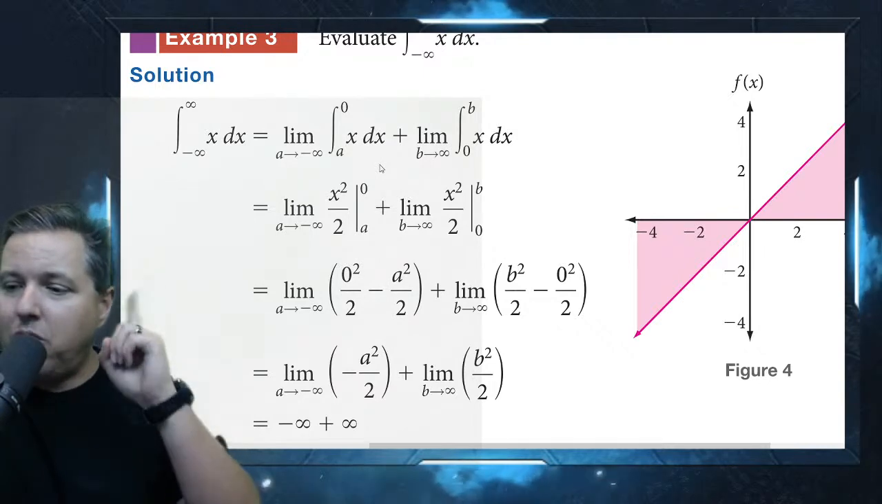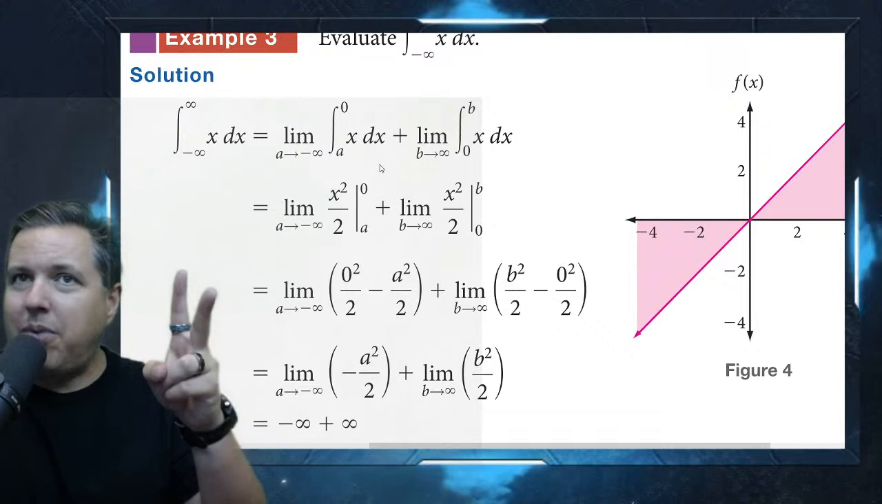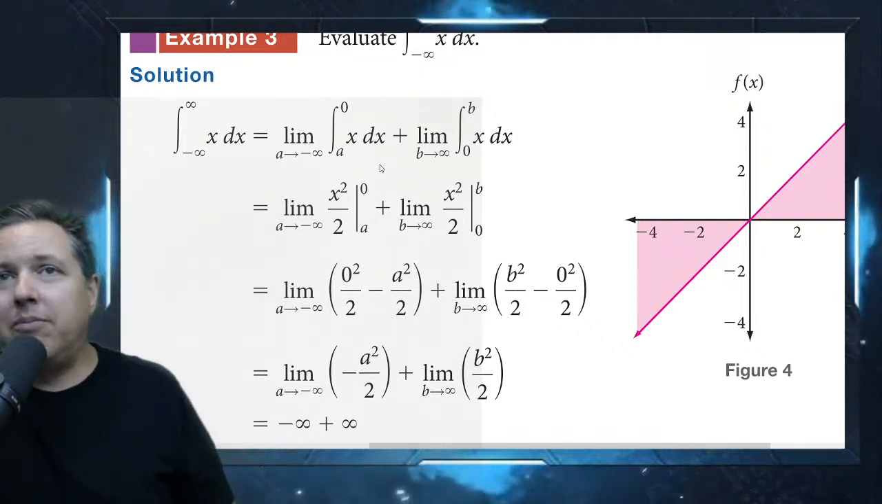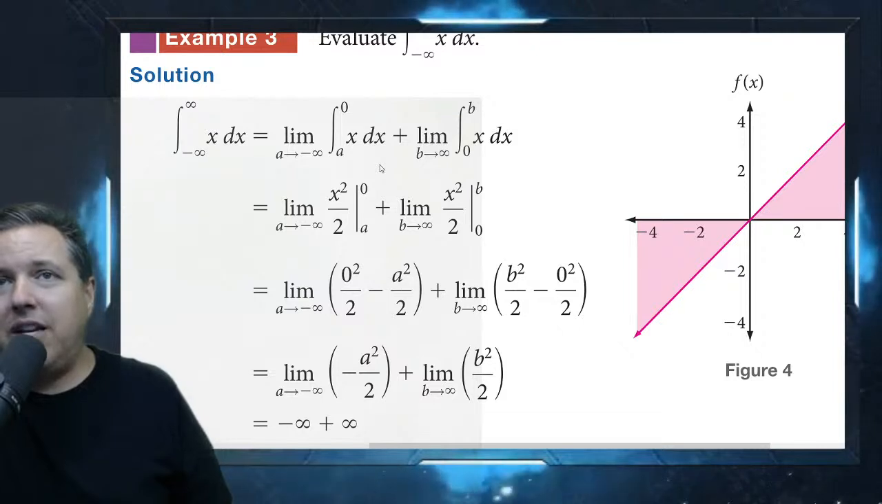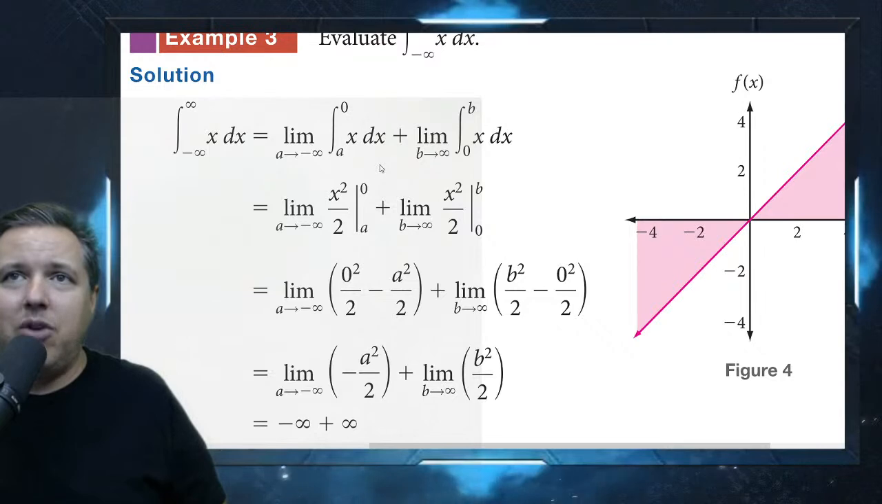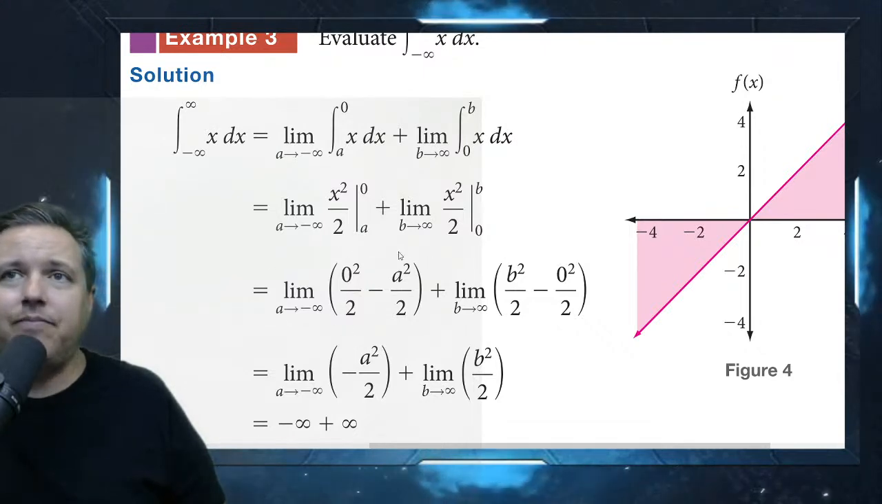We raise that exponent by 1 to get 2, and then we divide by that new exponent. So that's where the divided by 2 piece comes from. So it becomes the limit as a goes to negative infinity of x squared over 2 from a to 0. So when we plug in 0, obviously we get a 0 right here. And then we're going to plug in a, and we get minus a squared over 2. So we're just going to hold on to that for a second.